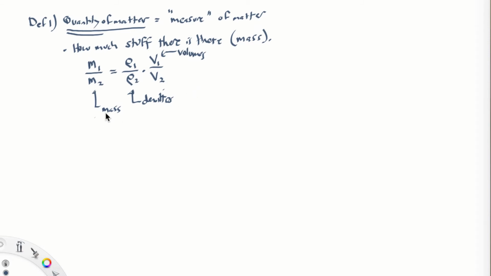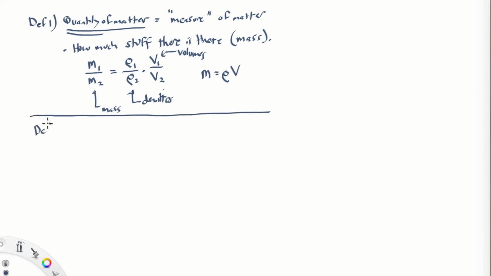Okay, so there you have it. If you don't like forming these kinds of ratios, of course, you can write it as just an equation: mass equals density times volume. You're probably familiar with this formula anyway, but this is a way of saying how much mass is there compared to, for example, a standard kilogram. Okay, so that is Newton's first definition.